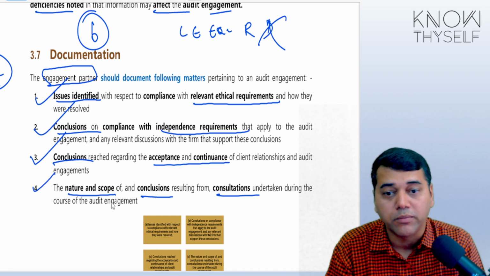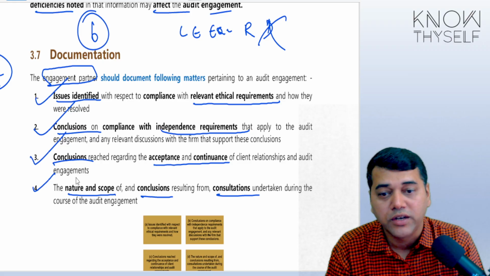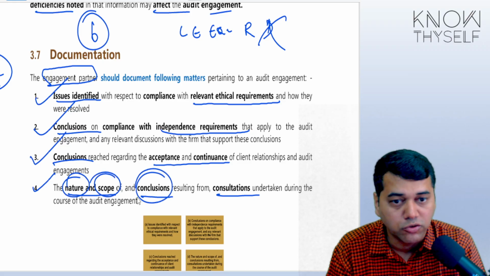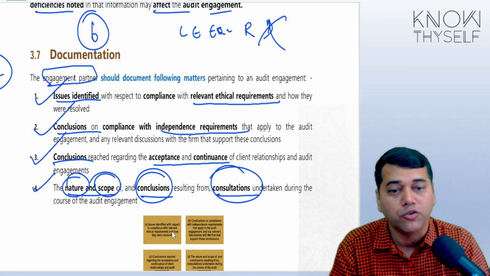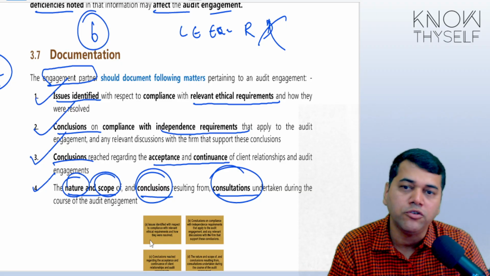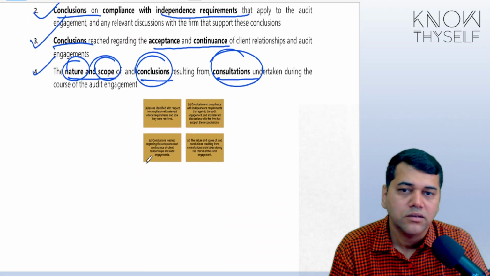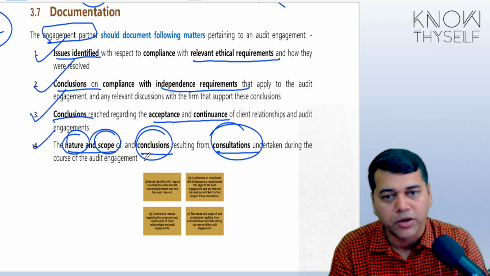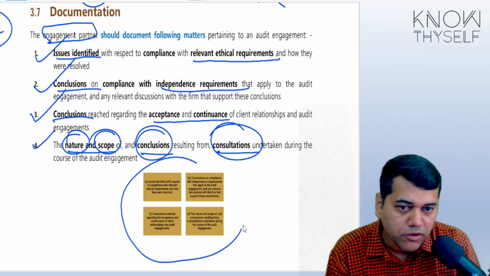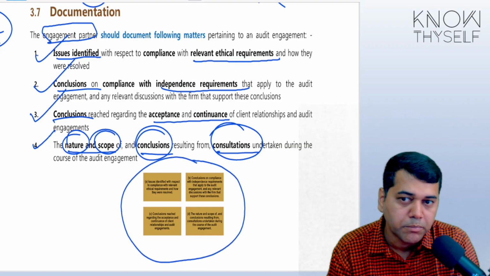Then engagement performance. What comes in engagement performance? Your nature of the work, scope of the work, what conclusions you have reached, what consultations have happened, how a difference of opinion has come. That you need to document. That's it. Okay, have you appointed EQCR? So see, they are given in the form of a picture. That's why I call it important.